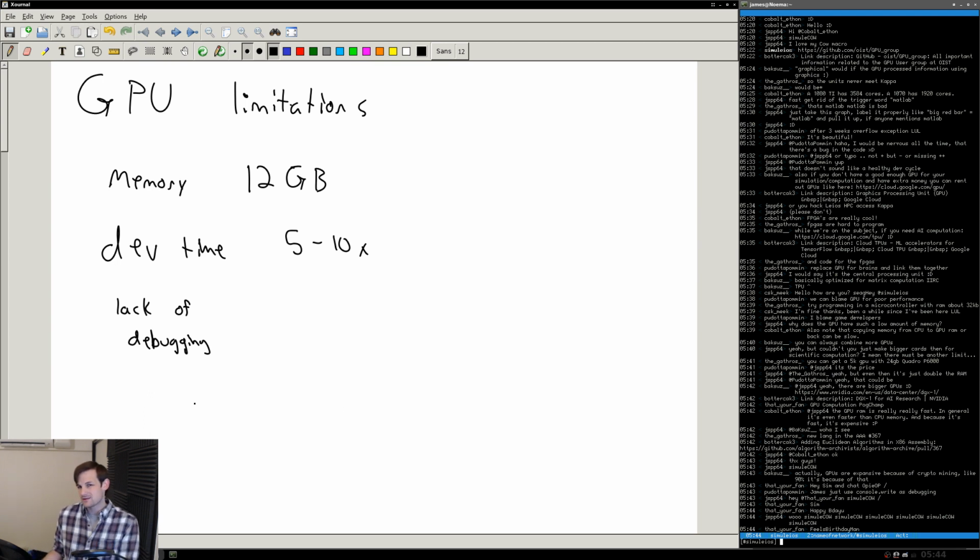Scientists aren't necessarily programmers, right? So if you want a scientist to write code, you're going to have to make it easy for them, which is why CUDA is still kind of king, as much as I hate to say it.